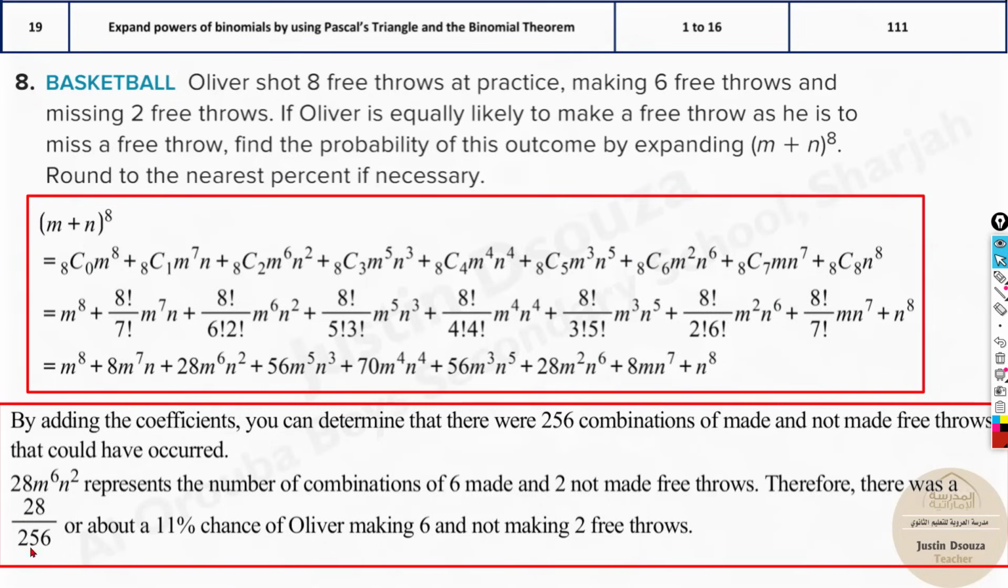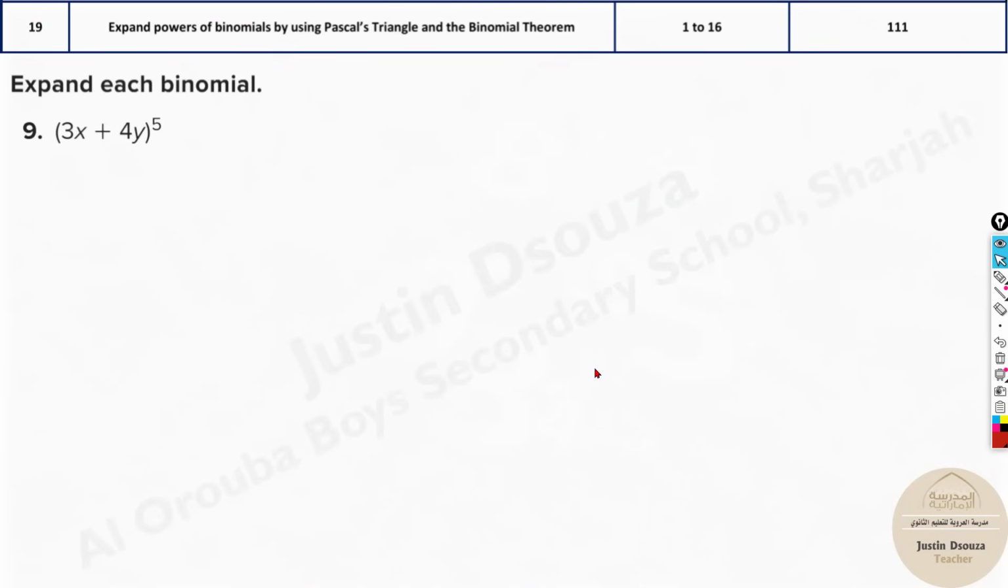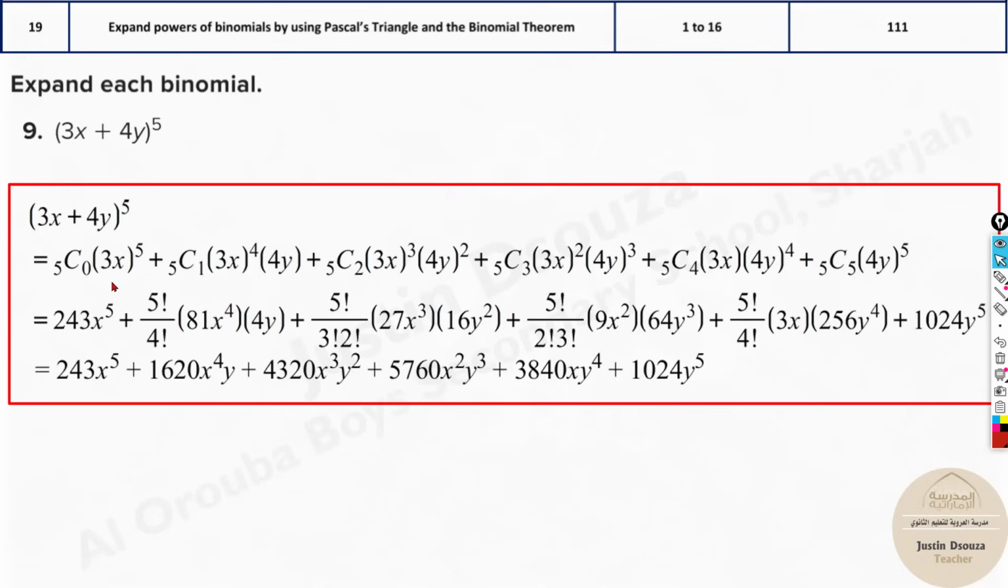56, 28, 8 and 1, it will be 256. So 28 divided by 256 is 11%. So there's an 11% chance that Oliver, who is playing, will make 6 free throws and will miss 2 of them. So it's 11%. And similarly, now this is just the expansion we did a while ago.